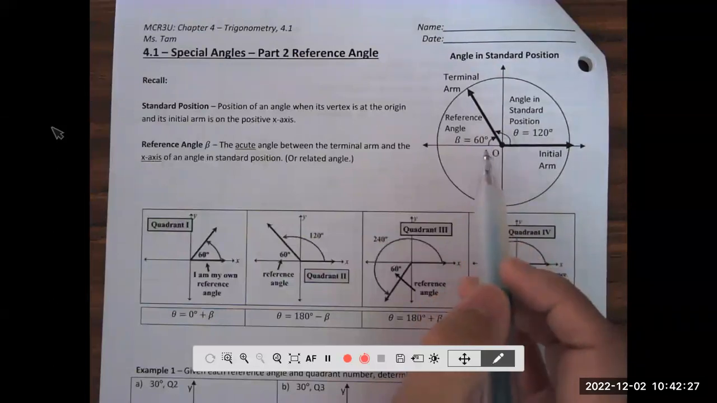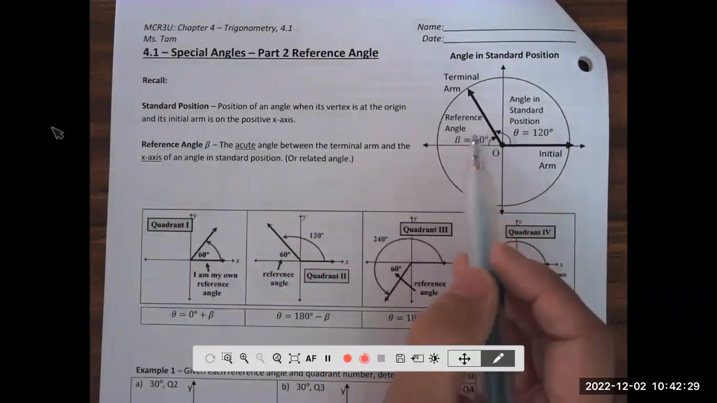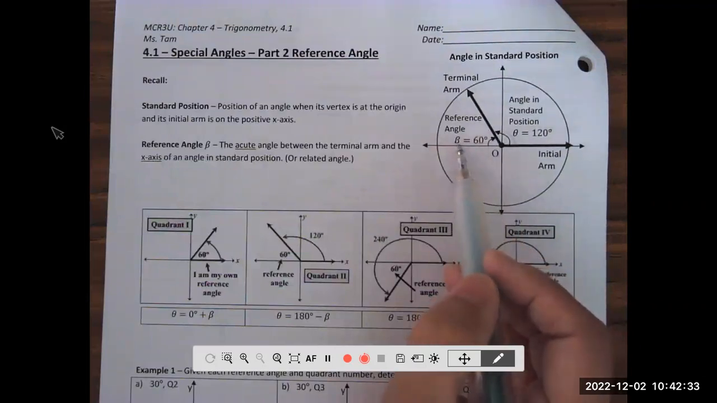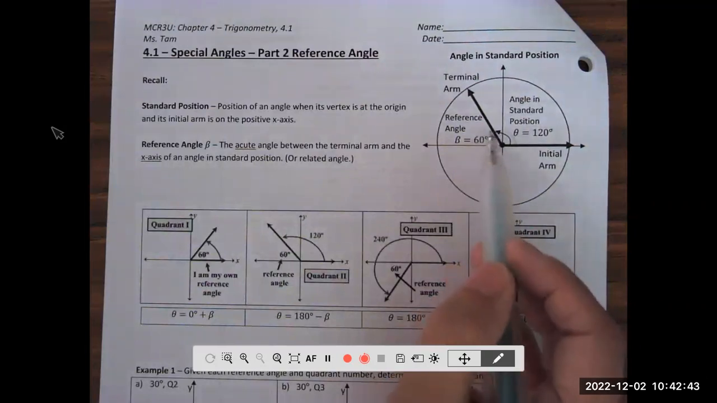The reference angle is always going to be the small acute angle, and I call it beta, the beta angle, but in my mind I think it's like the baby beta angle. It's always the itty bitty small one that's acute.